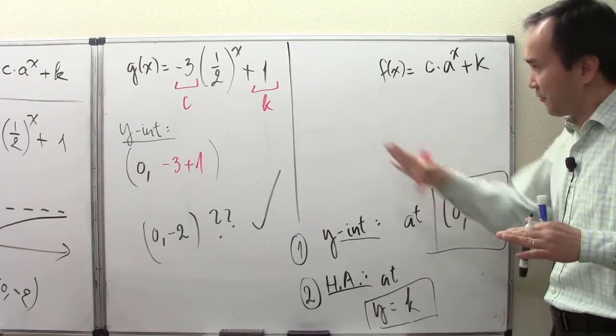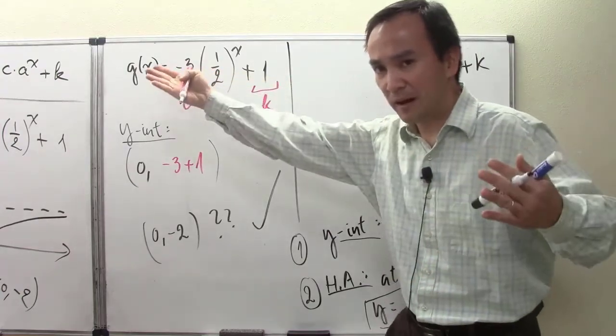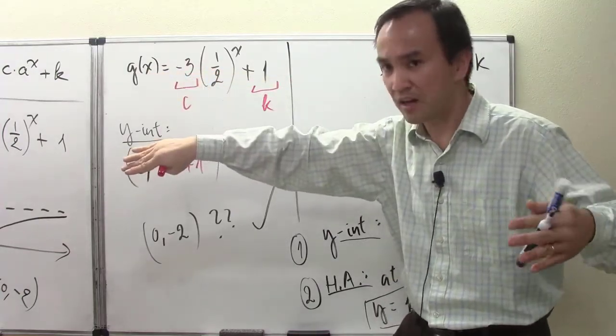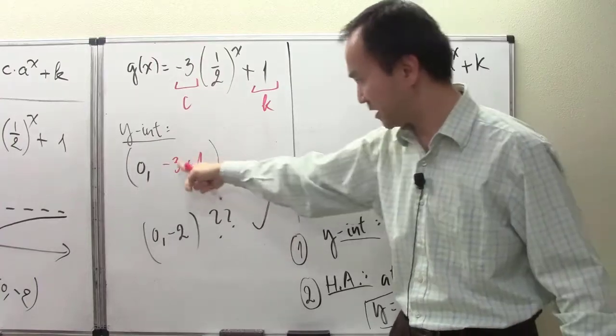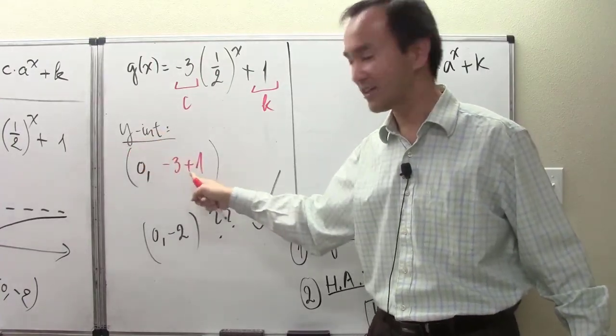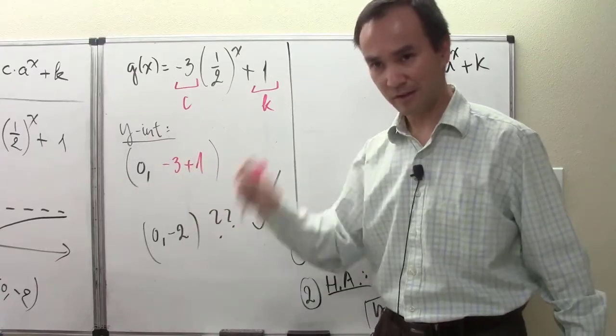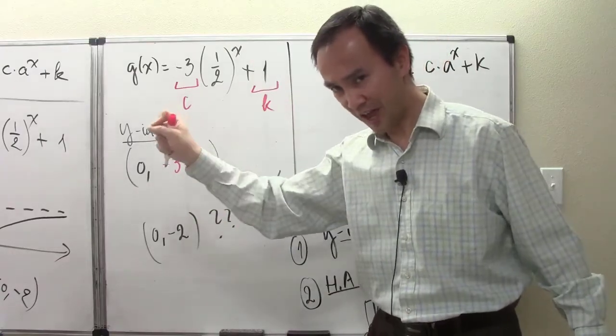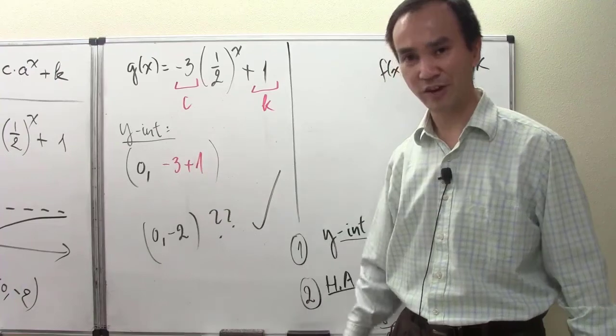For this function right here, we don't even have to worry about the graph being flipped. No matter if it's flipped or not flipped, it's permanently that rule to quickly determine the y-intercept: 0 for x, c plus k for the y value. That's how we arrived at that.